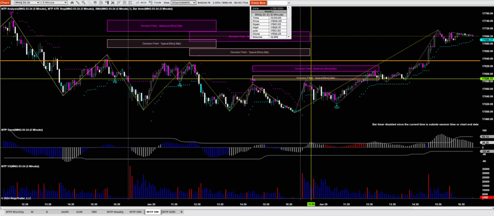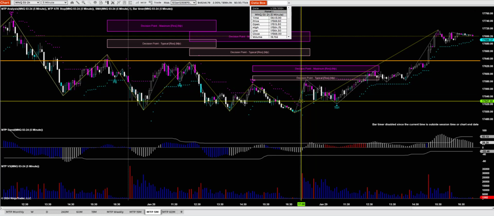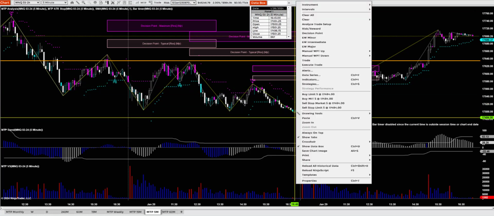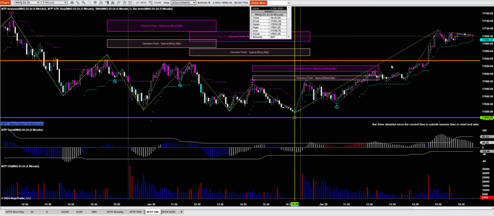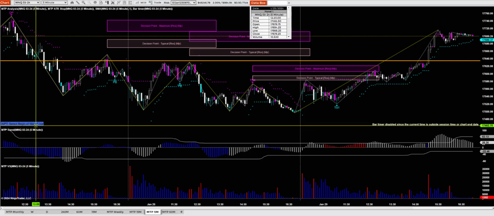Alright, so I've got wave 1. What I want to know is, where is wave 2 or wave B going to end? Because that's where I want to get in. So I'm simply going to go down to the bottom at this swing, right click, and choose manual WPT down, and I go wave 2 or B.